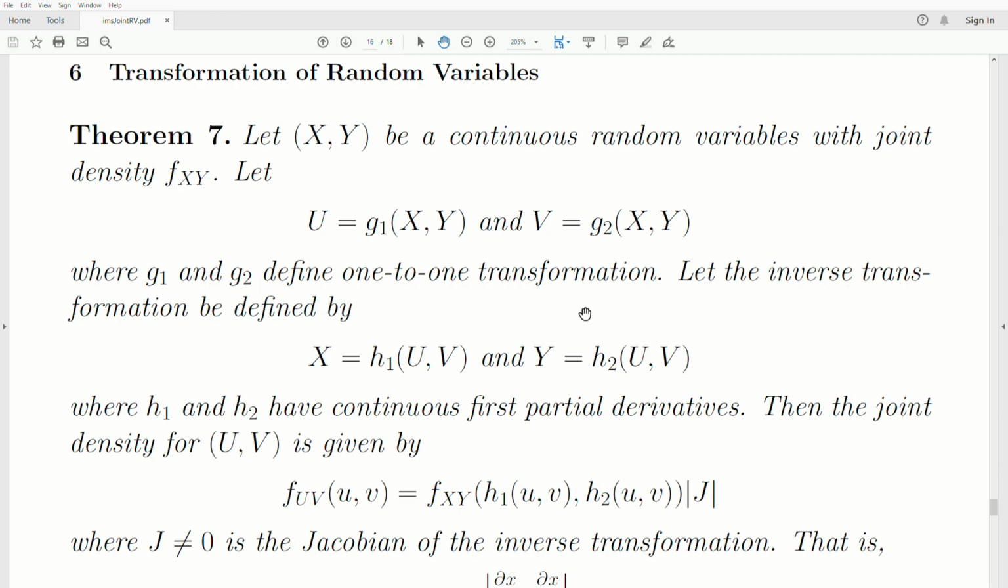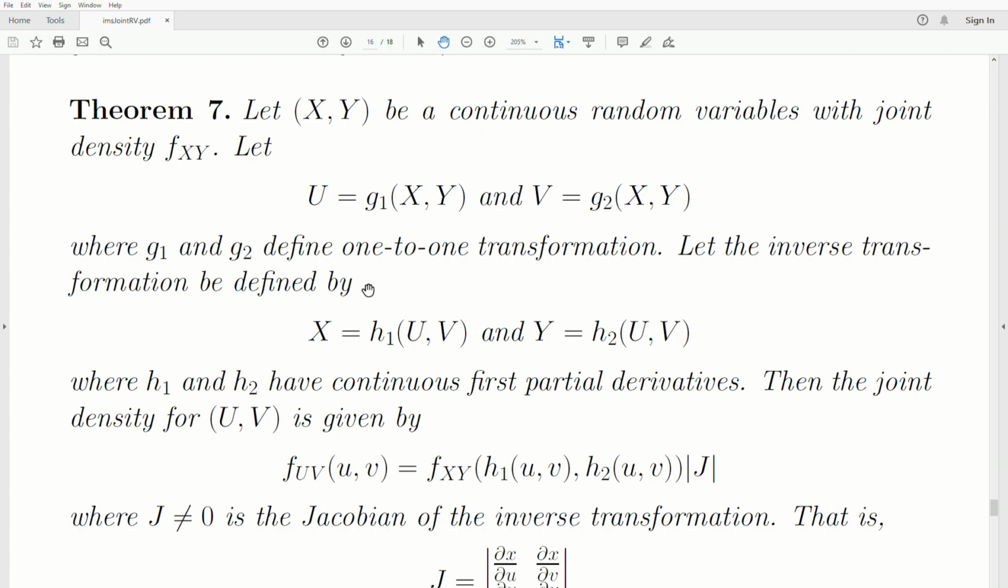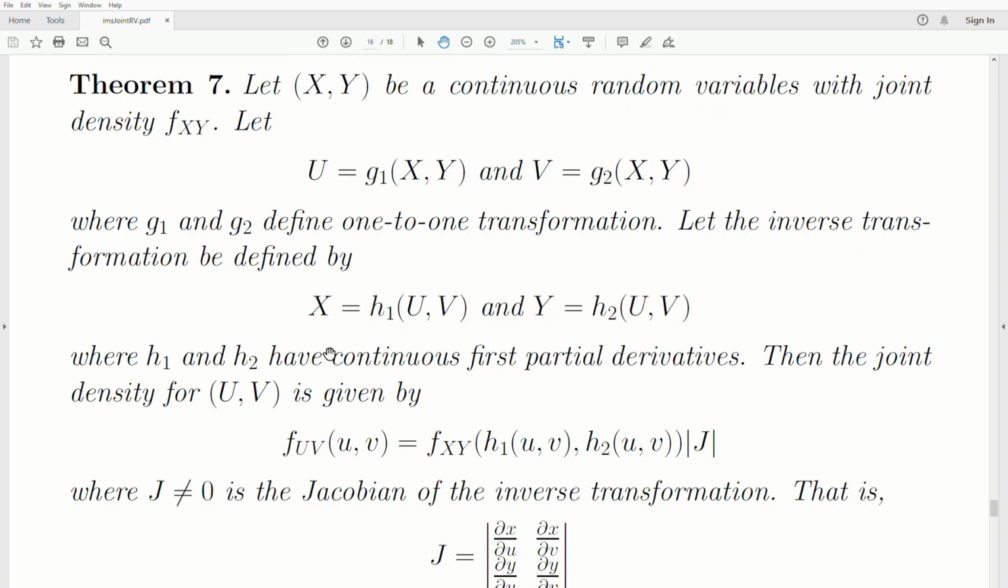So let's let the inverse transformation be defined like this. So X and Y, under that inverse transformation, each are functions of the bivariate data U and V, and h1, the function of U and V, is X, and Y is h2, which is a function of U and V. Now we're going to assume that h1 and h2 have continuous first partial derivatives.